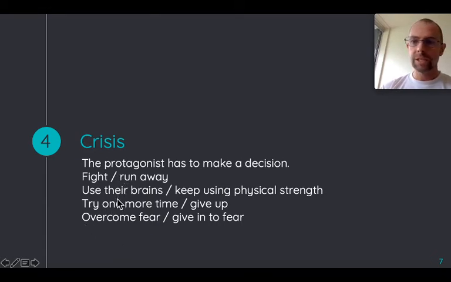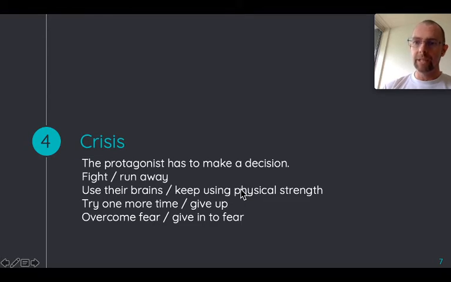Now, this crisis moment, it depends a lot on the genre actually. If you are writing a tragedy where the story has a down ending, this crisis point will probably be where the character makes the wrong decision.